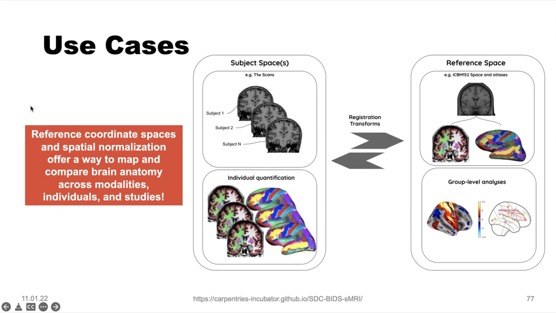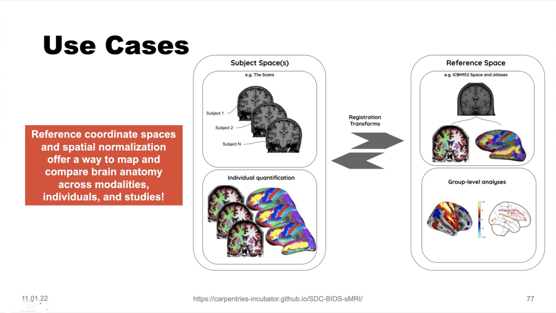So for a use case, we have a subject space and we have to align, so co-register, the individual modalities. But if we want to compare the subjects, we have to register them to a common coordinate framework, which is in this case a reference space, and this is called spatial normalization. And this offers then a way to map and compare the anatomy of individual brains across modalities and even across studies. So if results are published in MRI space, for example, then other researchers can compare this result with their own findings if they are also registered to the same template space.